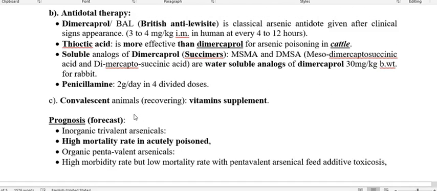Along with that, you also have to give vitamin supplements. Why? Because as I mentioned earlier in the mechanism of toxicity, organic pentavalent arsenic interferes with vitamin B, and therefore it produces demyelination and axonal degeneration, so we give vitamin supplements. Regarding prognosis of the disease, if it is an acute case, the mortality is very high. So this is all about arsenic. In the next class we will go through the next metal toxicity.